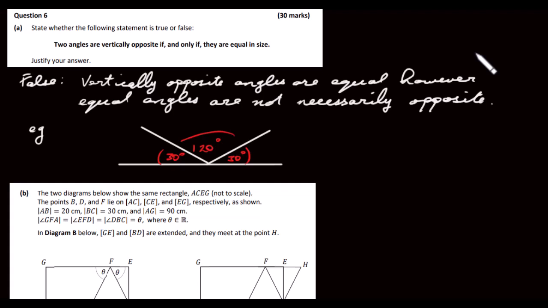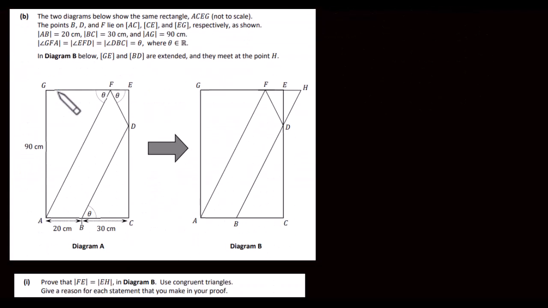Now I'm saying here that this is false because we know that vertically opposite angles are equal. However, equal angles are not always necessarily opposite, and I've given an example here. You have 30 degrees here and you've got 30 degrees here. They're equal, but they're not opposite angles. So that's my answer there and my reason. Okay, let's have a look at part B.